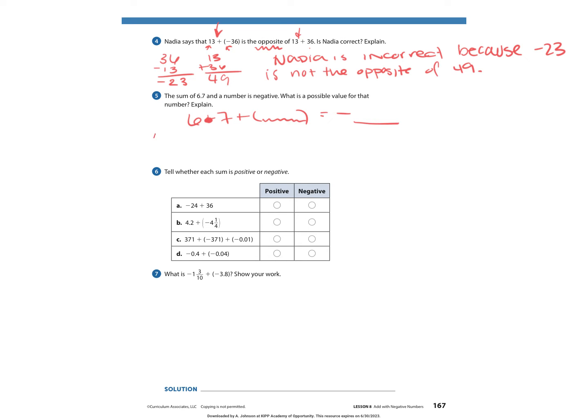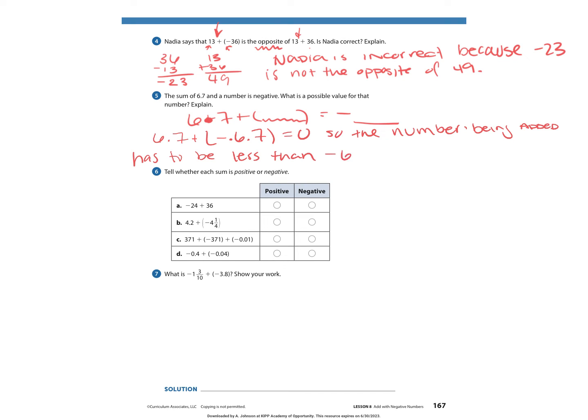So if I start with 6.7, the 0 pair is negative 6.7. So if I need to end up with something negative, I need my negatives to be more than negative 6.7. So this equals 0. So the number being added has to be less than, right? Further away from 0 to the left, has to be less than negative 6.7.